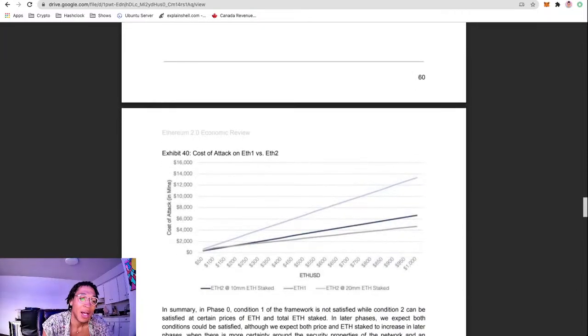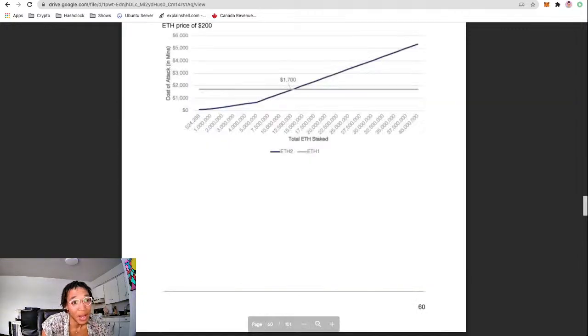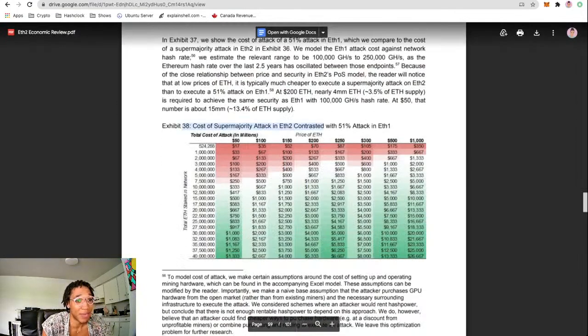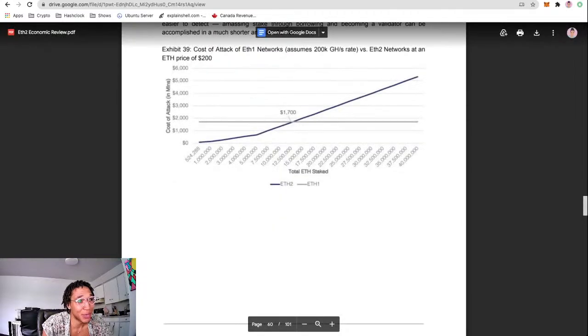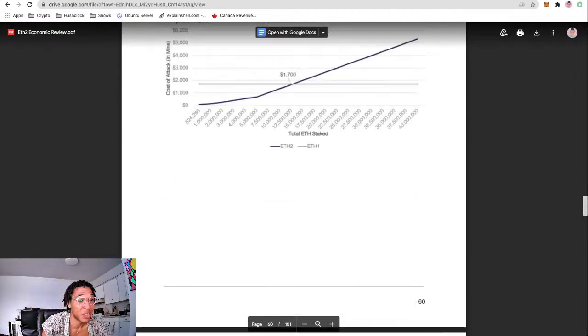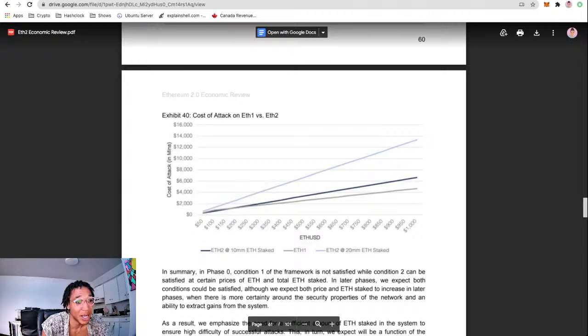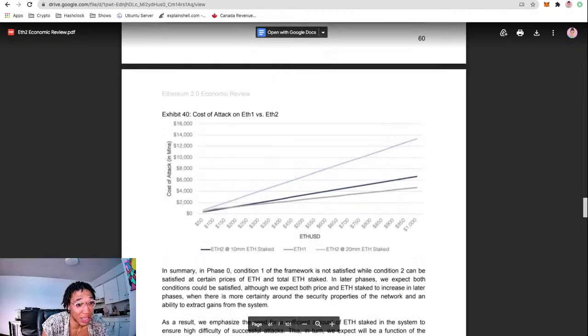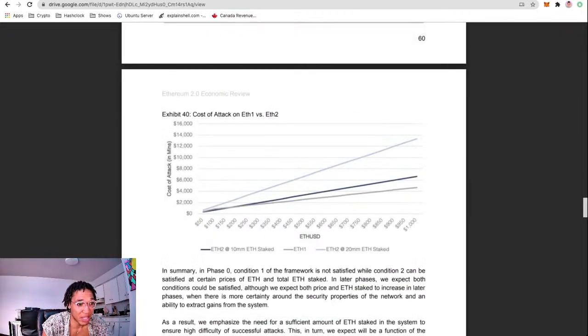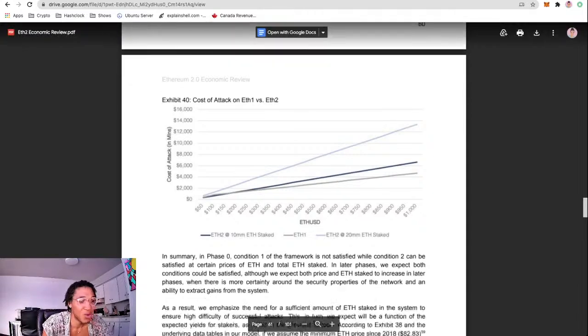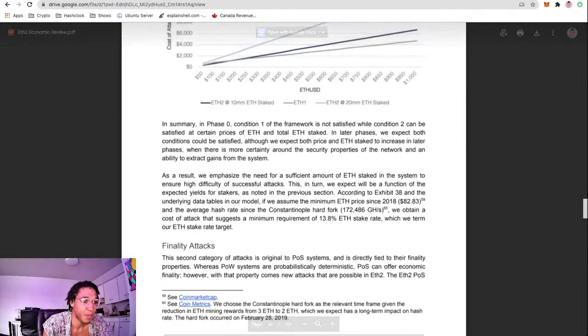So yeah. And then again, cost of attack on ETH1 versus ETH2 at different prices. Honestly, this is all just this graph right here shown in different ways with specific variables, so it's easier to see what the cost of attack is going to look like, what the cost of attack on ETH1 would look like, ETH2, and how to kind of go around that.